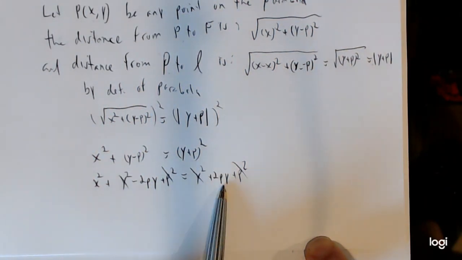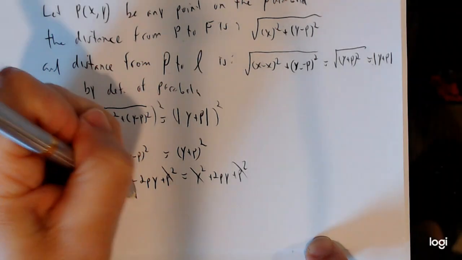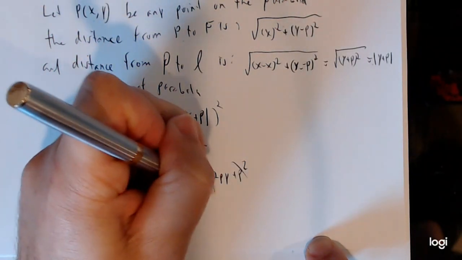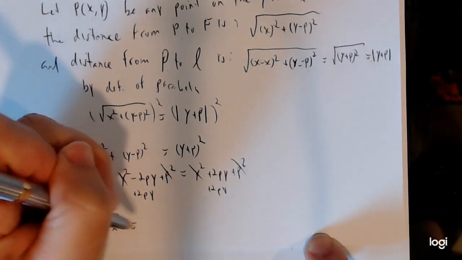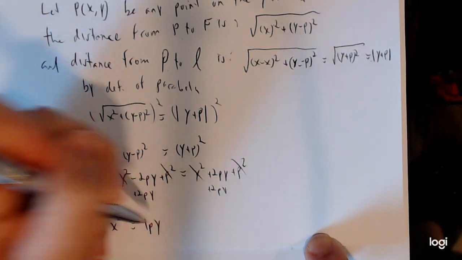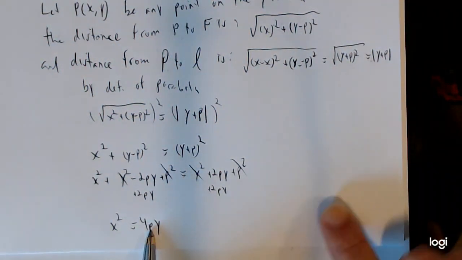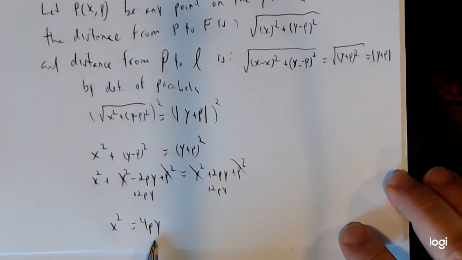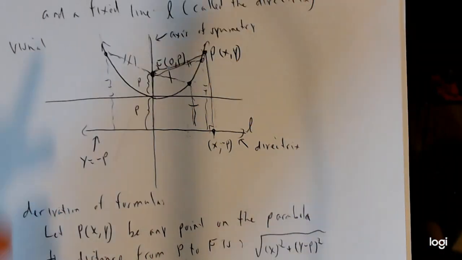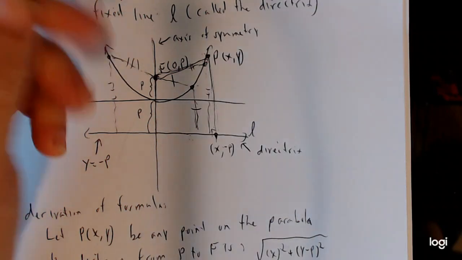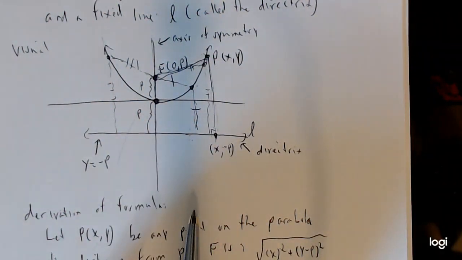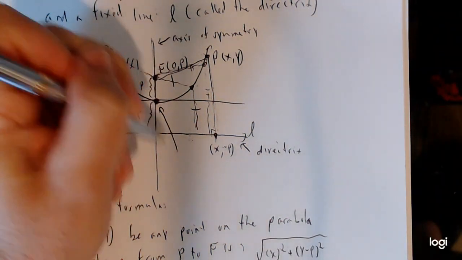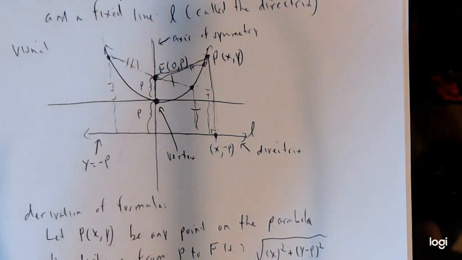The 2py, they're not going to cancel out. So if I add 2py to both sides, what do I get? I get x squared equals 4py. And remember, what is p? Just coming back to this, p in our picture is what? It's actually the distance from that point, and hopefully you know what that point is called. If you remember, this is the vertex of our parabola.